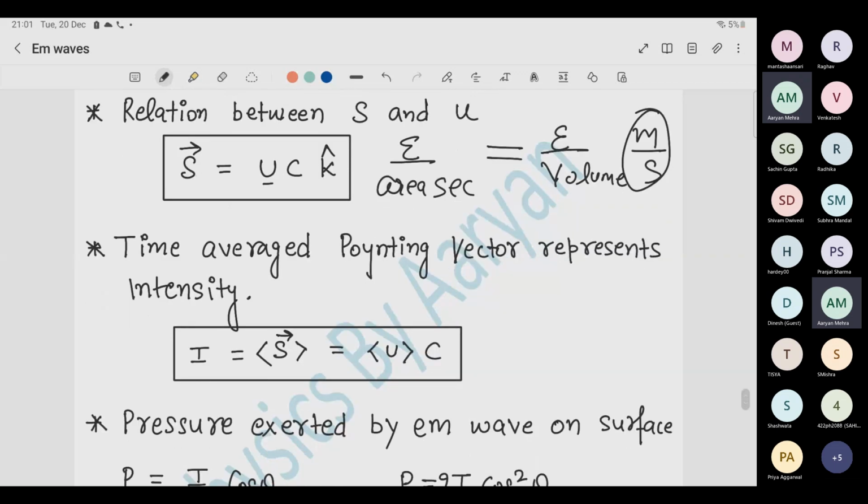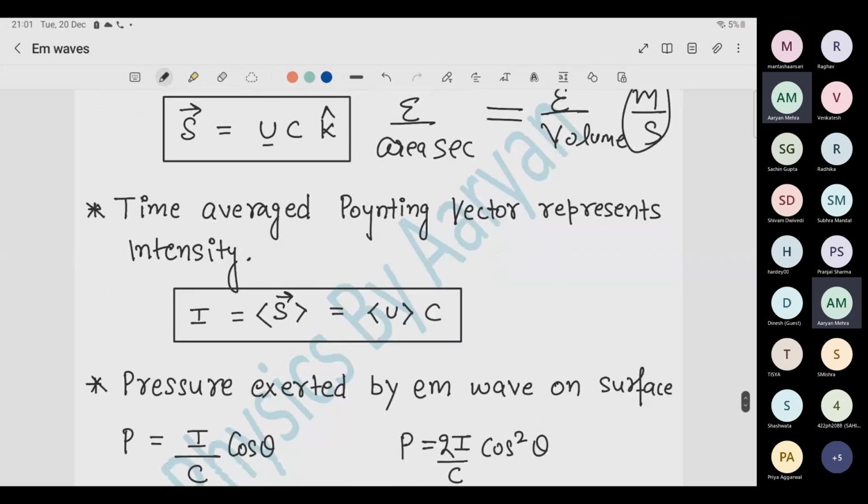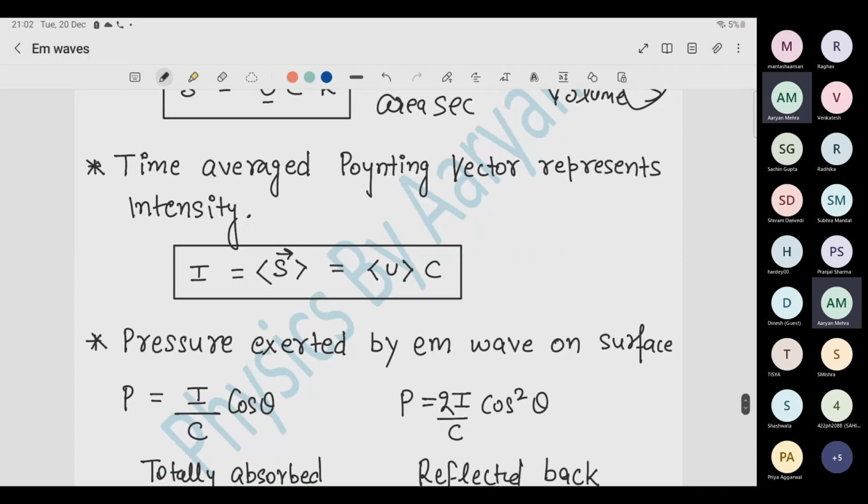And this I have already explained to you. What is time average Poynting vector? Time average Poynting vector is nothing but intensity. And there is again a formula, because S is already U C k cap, so time average S will be time average U into speed of light. Nothing else, no new thing is here.